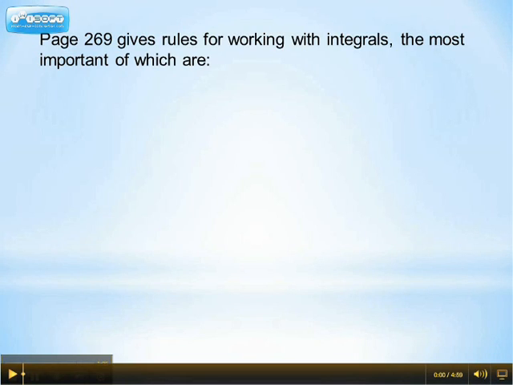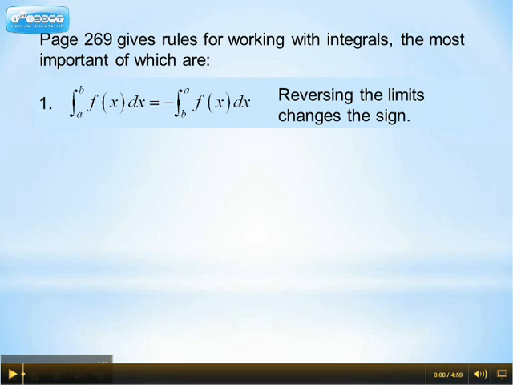Page 269 in your book gives rules for working with integrals. The most important ones we're going to talk about are the following. The first one is the integral from a to b of f of x dx is equal to negative the integral of b to a of f of x dx. If you just flip-flop your upper and lower limits, then all you have done is just found a negative area. So if we're going backwards, we're finding negative area.